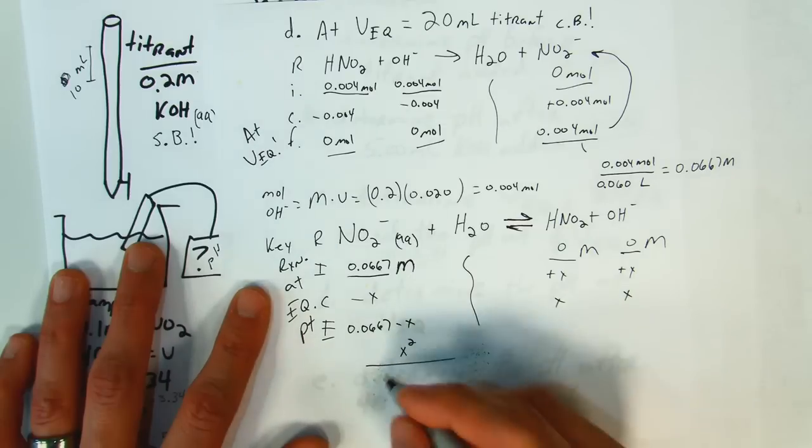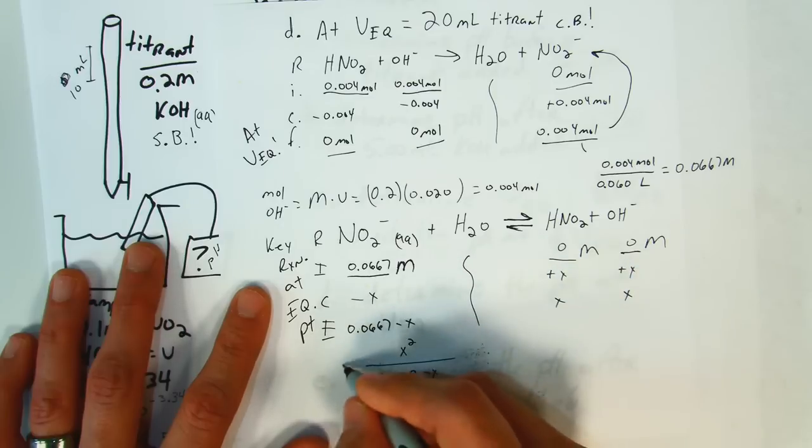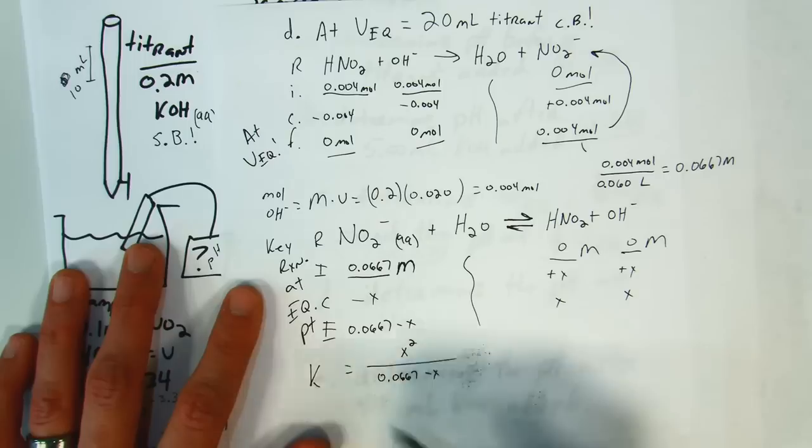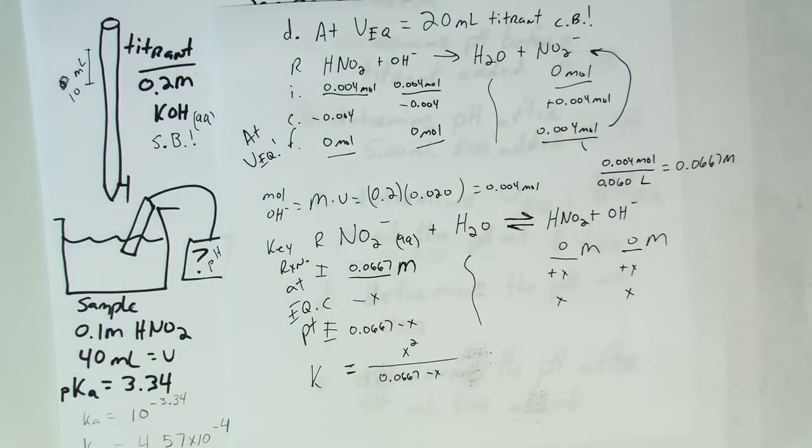Products times products, divided by 0.0667 minus x. And this is going to have to equal one of my equilibrium constants, isn't it? But I have to ask myself, what equilibrium constant should I use? Should I use Ka, Kb? What do I need here?